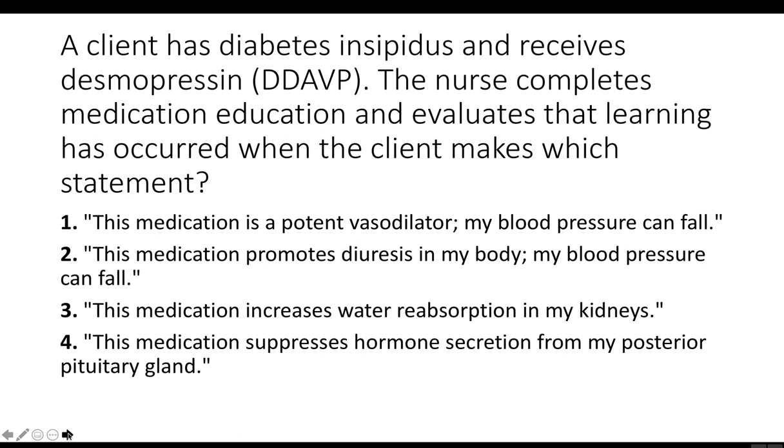So this question, the answer is 3. Desmopressin, again, is the same as ADH, which is your antidiuretic hormone, and acts on the collecting ducts in the kidney to increase water reabsorption. So that's a really important thing for this. It promotes water retention, and it is a potent vasoconstrictor, not a vasodilator. It can cause blood pressure to rise, not fall. It does not suppress hormone secretion from the posterior pituitary glands.